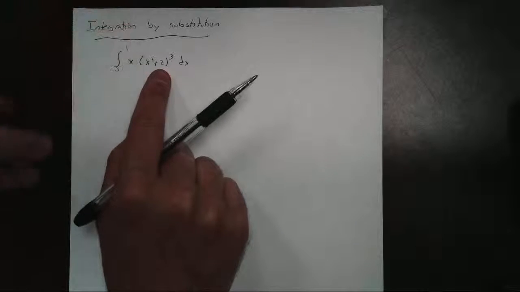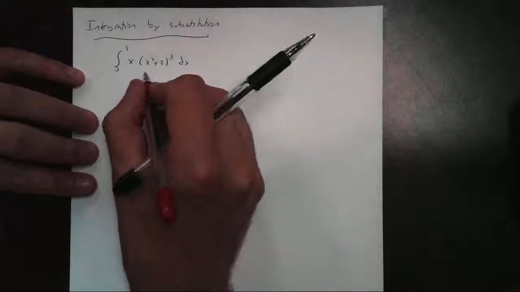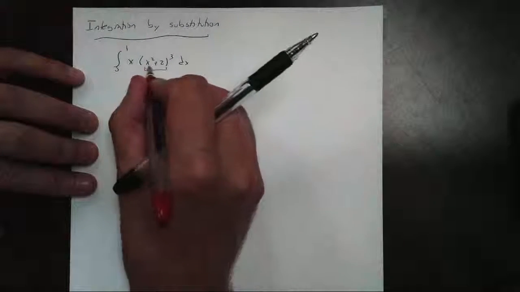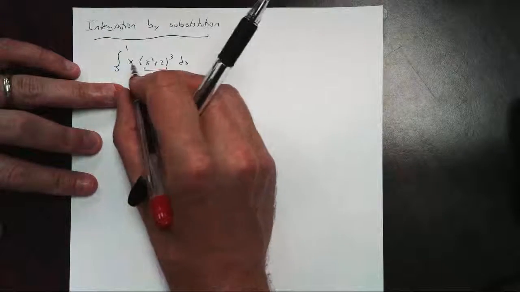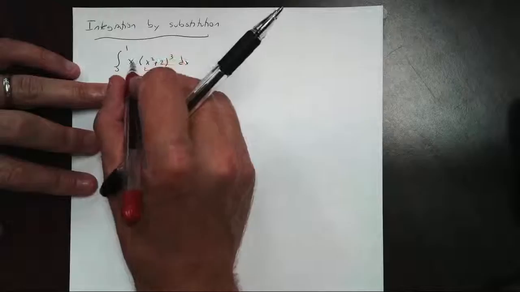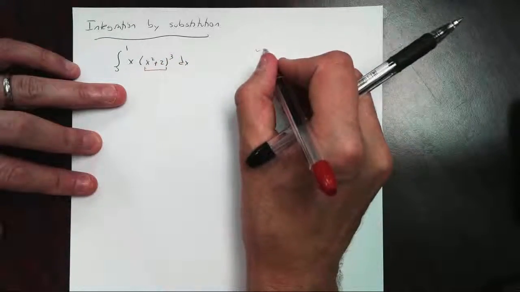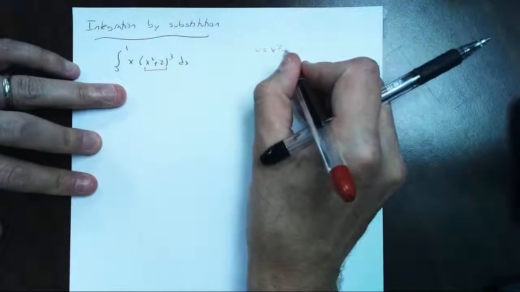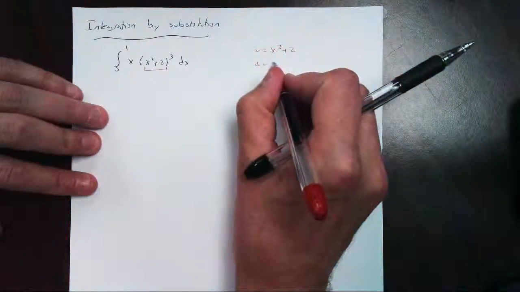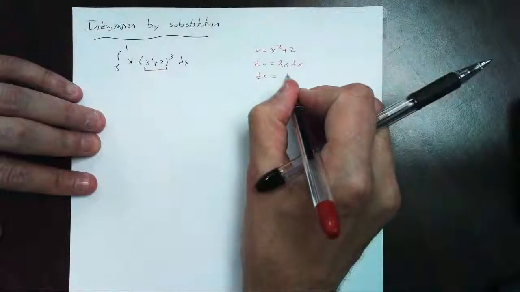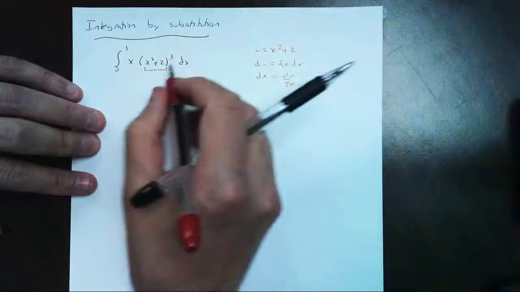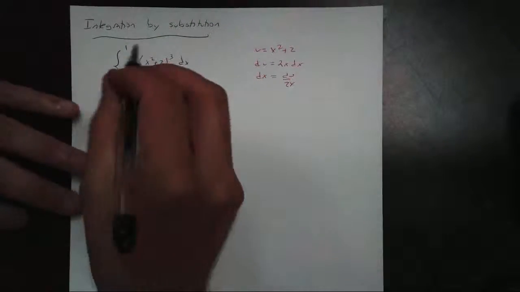Like if I didn't have the 0 to 1 there, we know we would have to use u substitution. And of course the u in this case is going to be the inside, because the derivative of x squared is 2x. It's going to cancel with my x on the outside here. So we're going to let our u equal x squared plus 2, and its derivative becomes 2x dx. So we get dx equals du over 2x, and I put that back in.